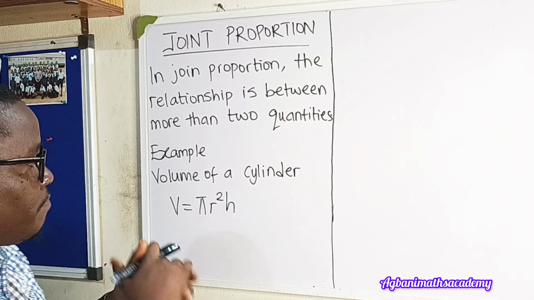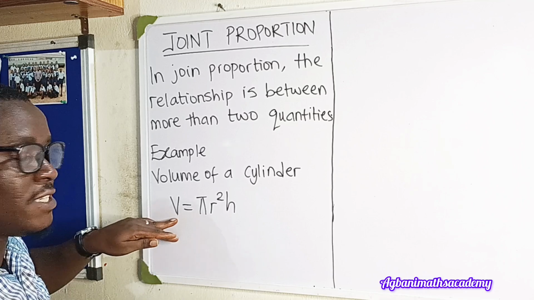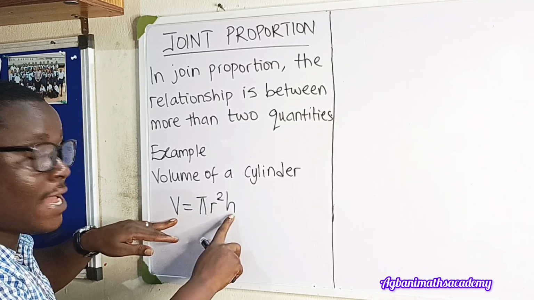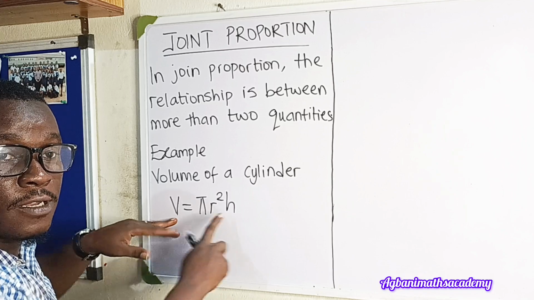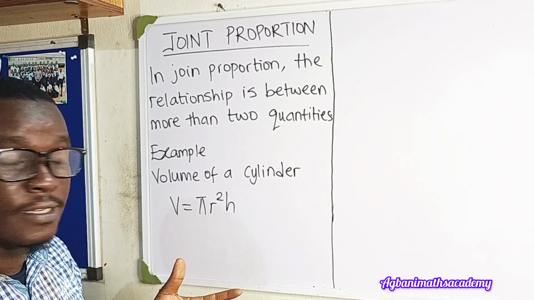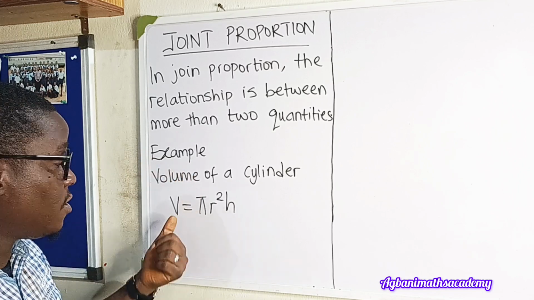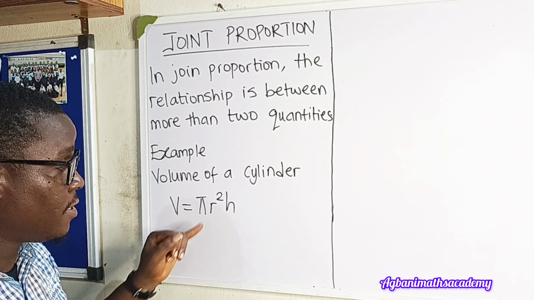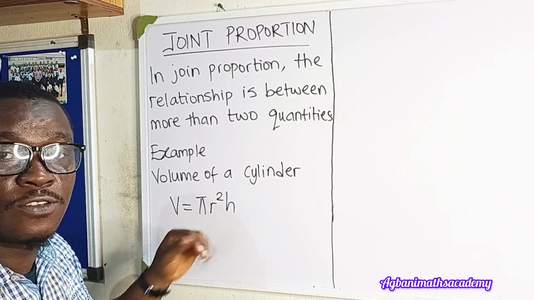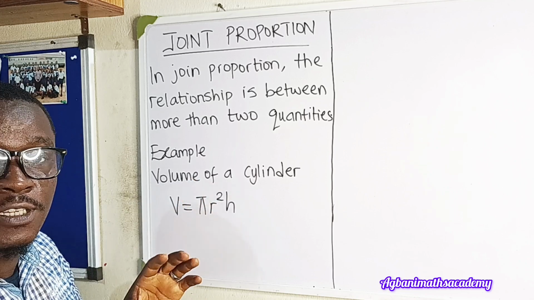Let's look at an example. We have the volume of a cylinder, right? The volume of a cylinder depends on the radius of the base of the cylinder and the height of the cylinder, right? So we can call pi the constant of proportionality because pi is a constant, right? So this relationship is between three quantities: the volume of the cylinder, the radius of the base of the cylinder, and the height of the cylinder, right? So this is an example of a joint proportion.